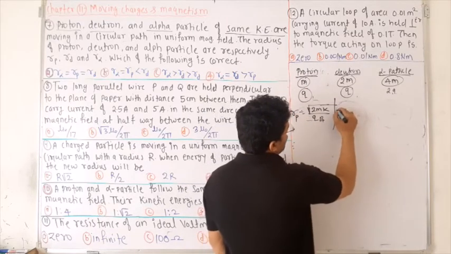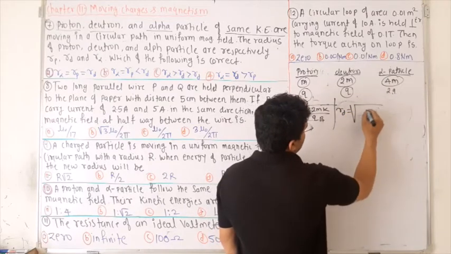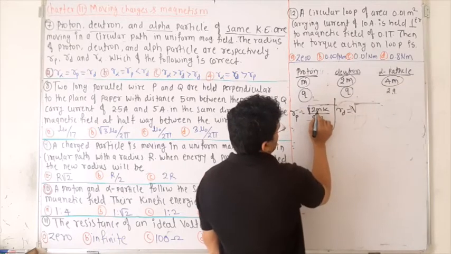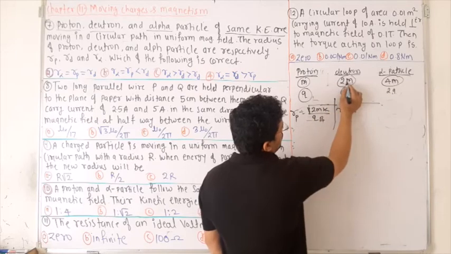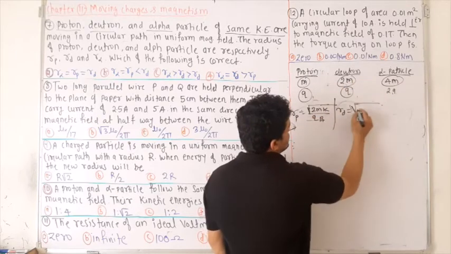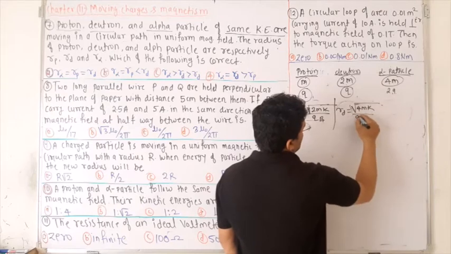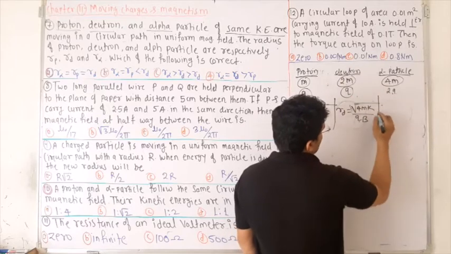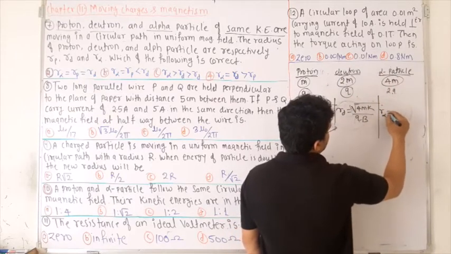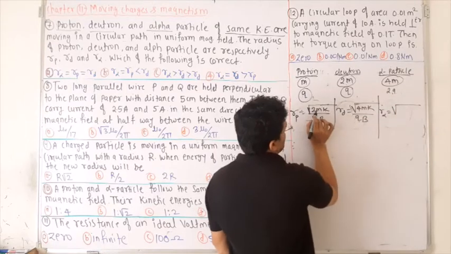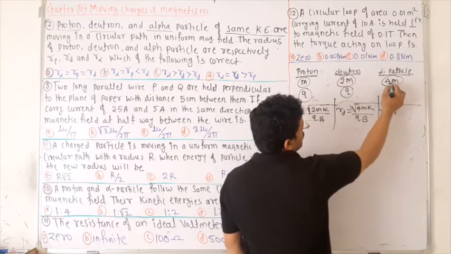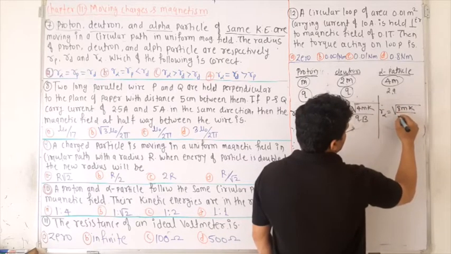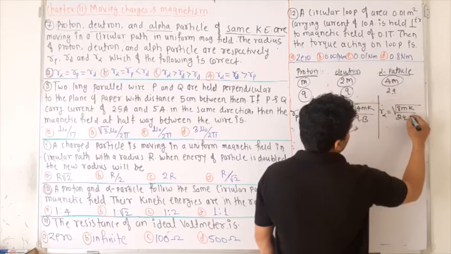Now this equation is for the proton. For the deuteron, it becomes under root of 2mK, but m here is 2 times m, so 2 times m multiplied by 2, you will get 4mK divided by QB. Q is the same as for the proton. Next, if you apply this for the alpha particle, R alpha is equal to under root of 2mK, where m is 4 times m, so 4 times m multiplied by 2, you will get 8mK divided by QB, where q is 2 times q.